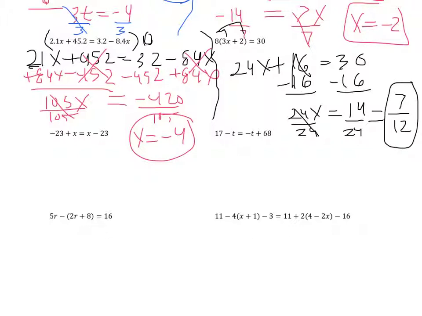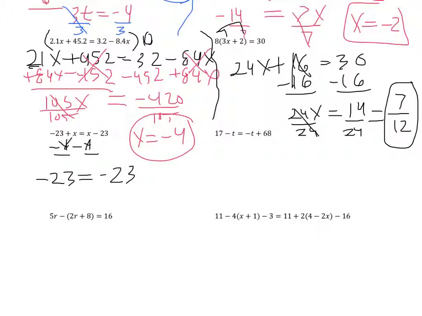So moving on to this next one here, we need to get the numbers on one side and the x's on the other. So I'm going to move my x's to the left side. Subtracting an x from both sides, we'll notice that we get cancellation here. So we get negative 23 equals negative 23.